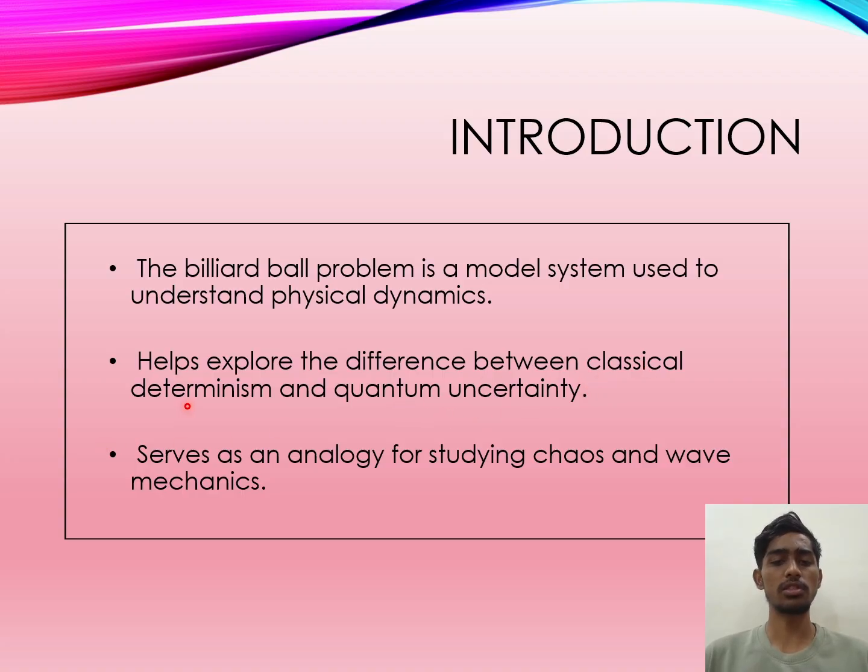The classical deterministic system is used for calculating real values, while quantum uncertainty is used for calculating complex values, which are not normally possible to calculate.